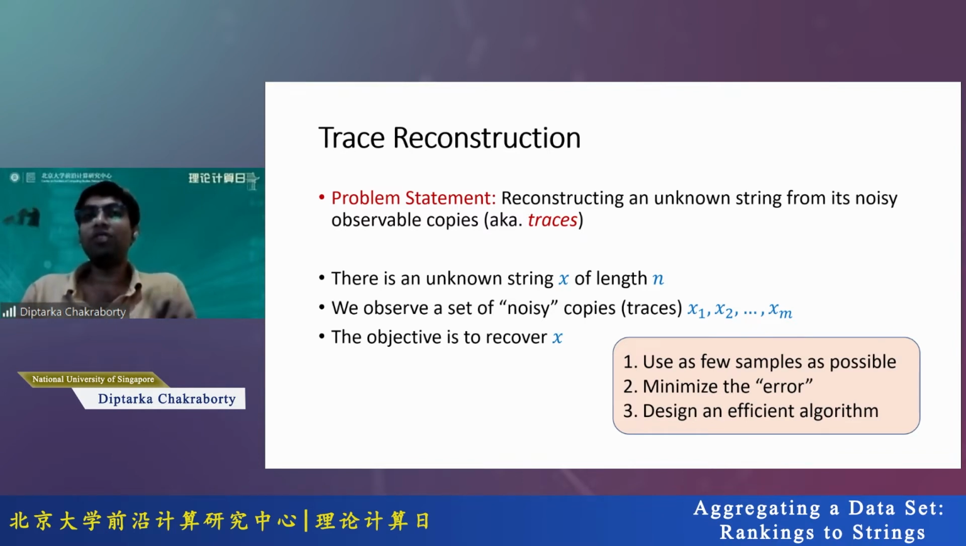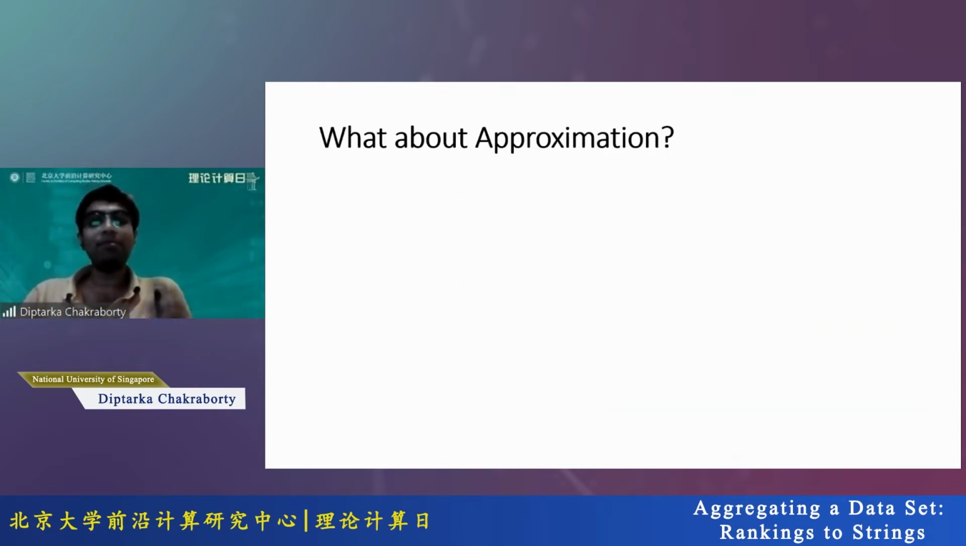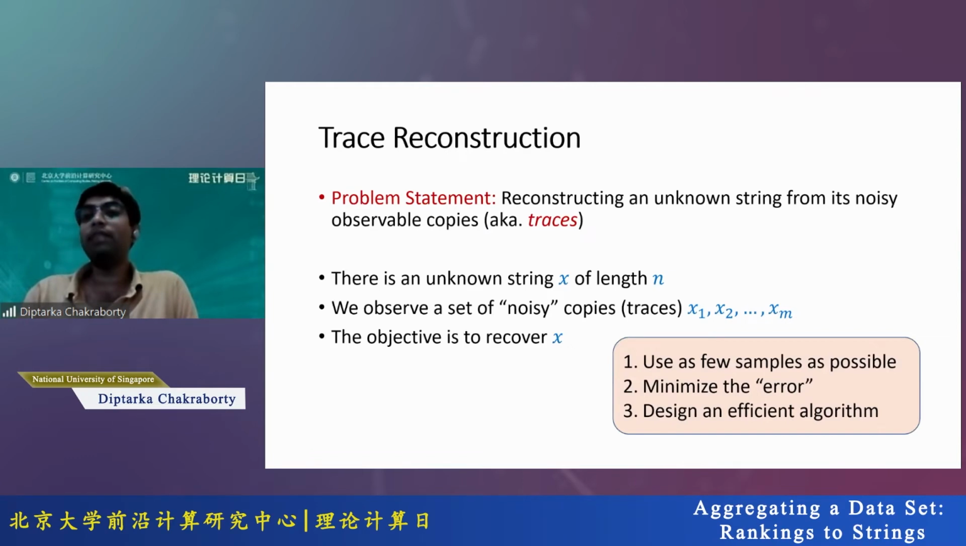Okay, so this is the trace reconstruction problem, and this has been studied widely. But so far, except for a few results, in the literature for this trace reconstruction problem, people looked into exact reconstruction. If you consider the second point, minimizing the error, they want the error to be zero. And that's why the complexity increases. In many cases, there are lower bounds showing that many samples are necessary, and so on.